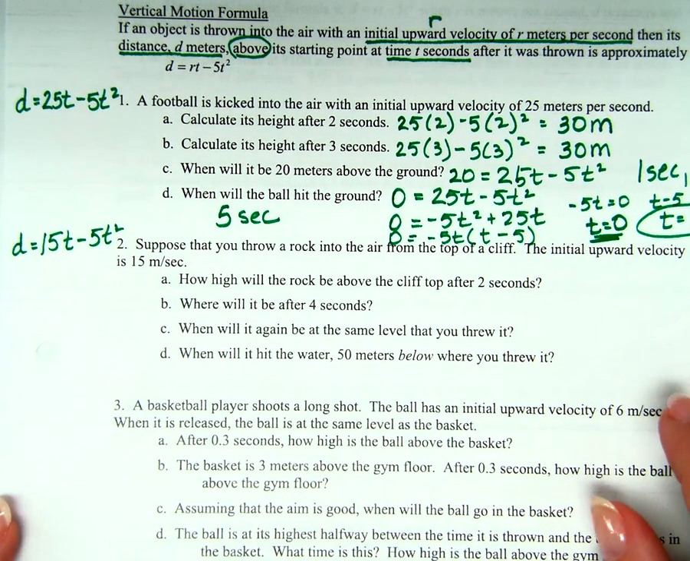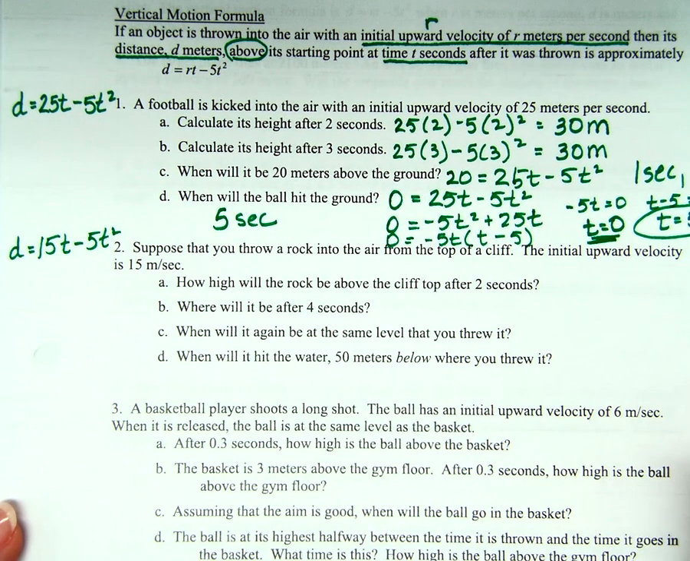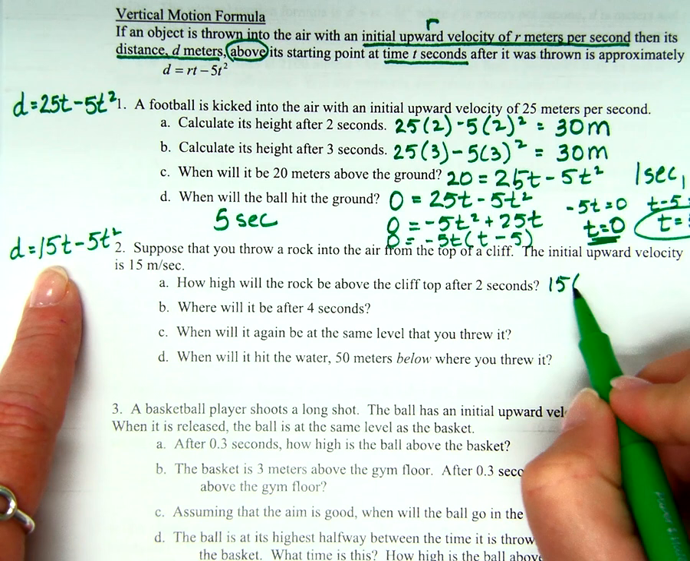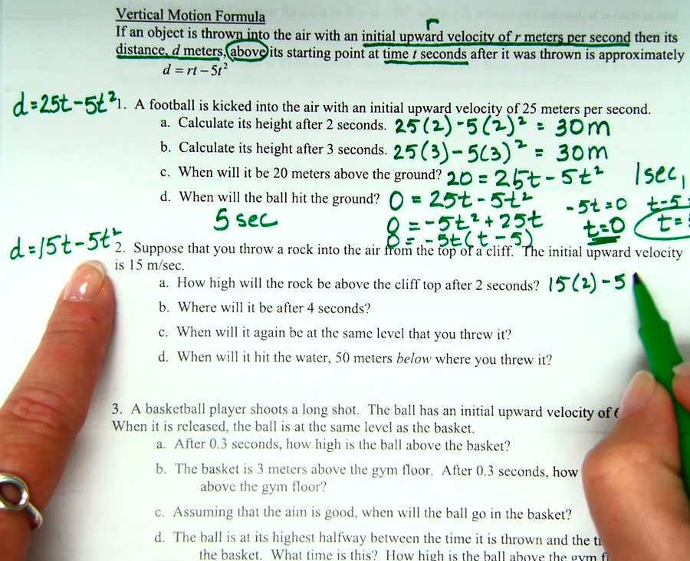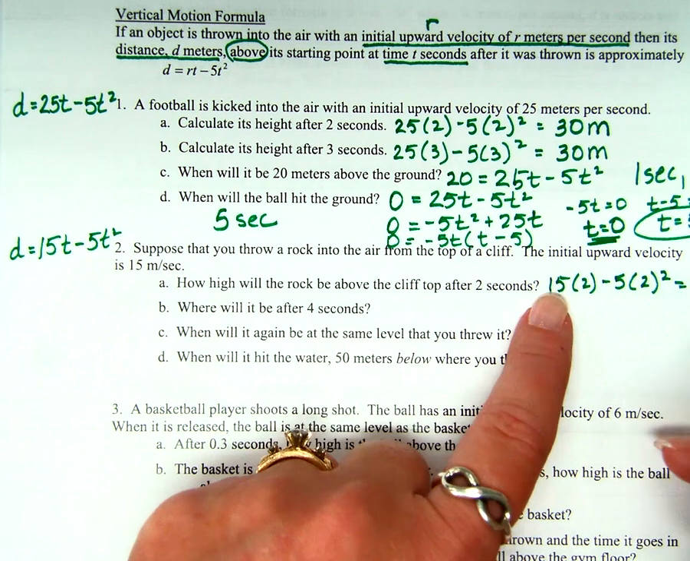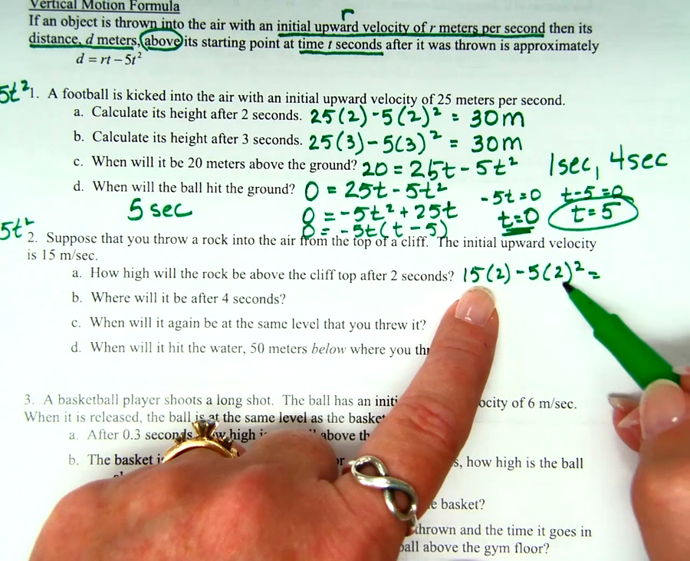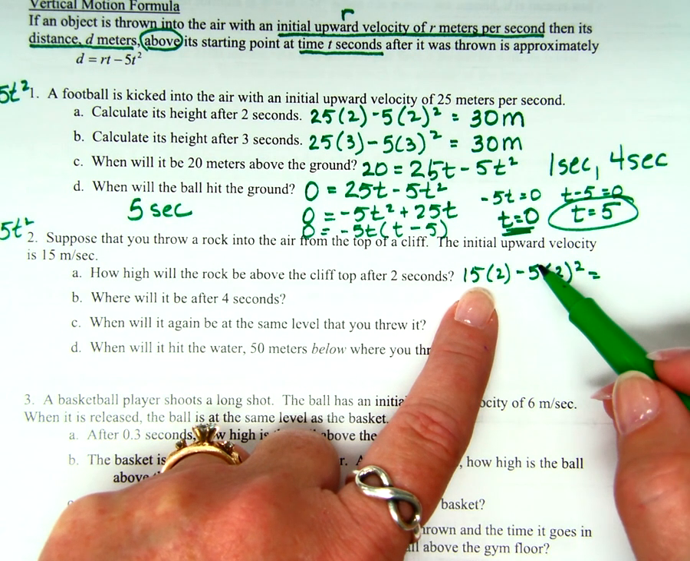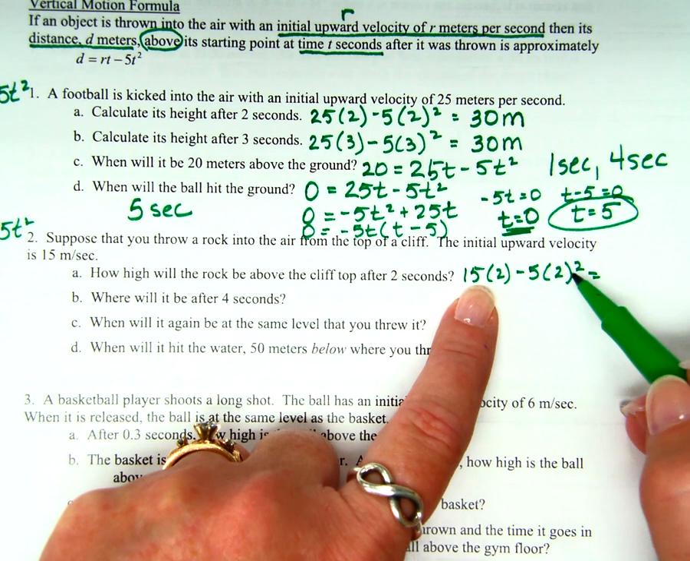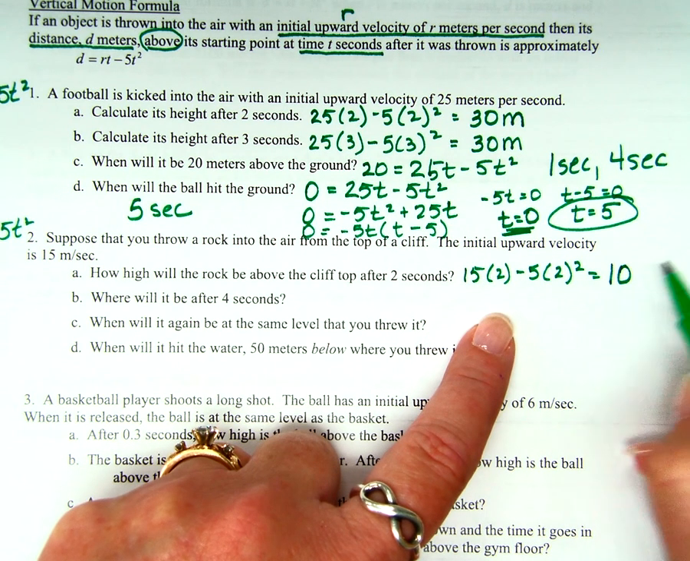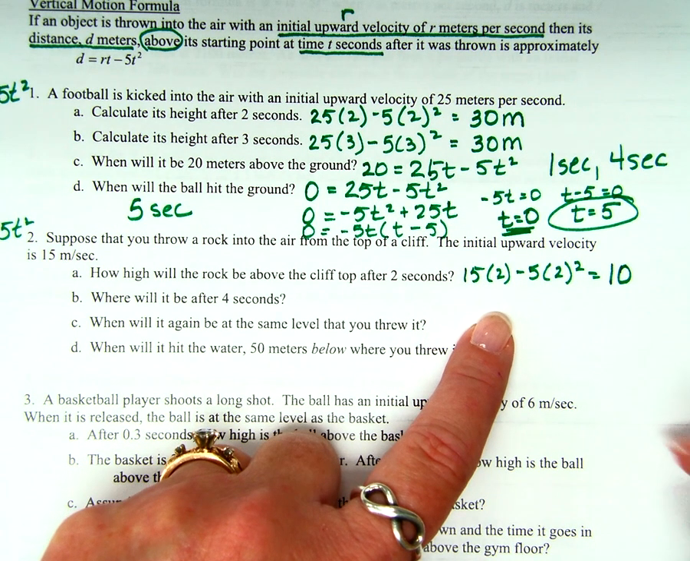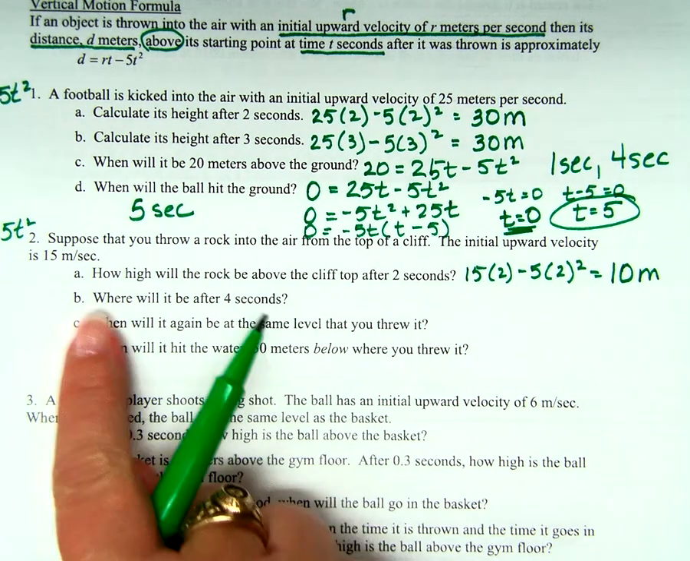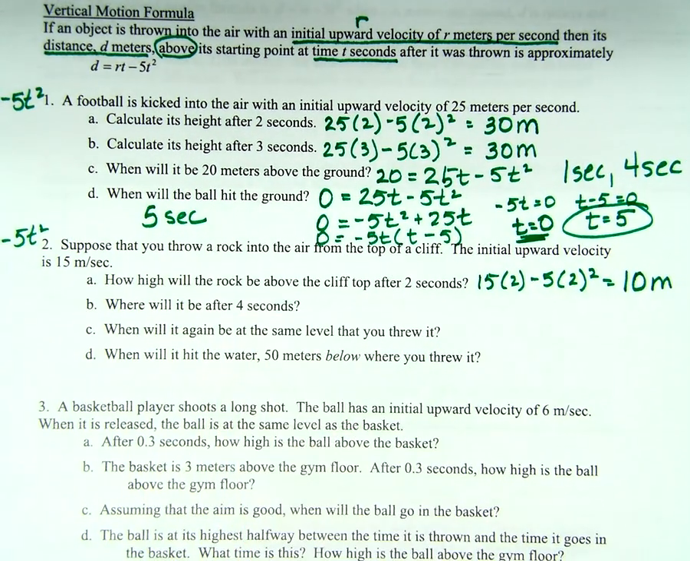How do you think we ought to do that? Replace the t with 2. So 15 times 2 minus 5 times 2 squared. 15 times 2? 30. 2 squared? 4 times 5. 30 minus 20. 10 is the answer? Oh, 10 meters. Okay. Where will it be after 4 seconds?